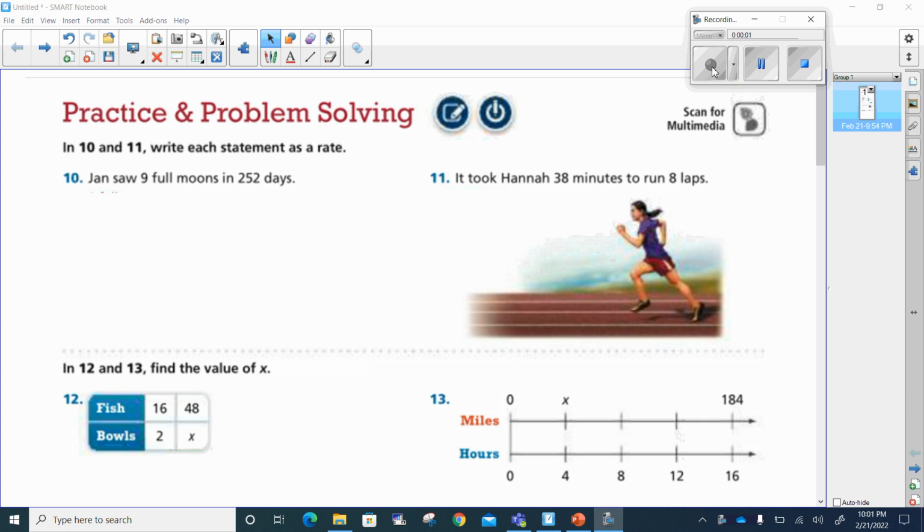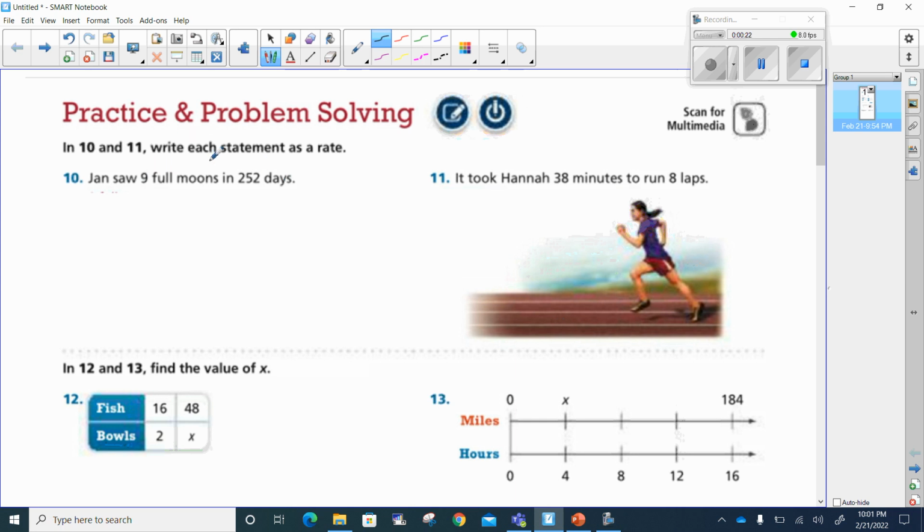It's time to go ahead and get the homework done. I'm going to work on all the even ones today, starting with number 10. Jan saw, it says write each statement as a rate. Jan saw 9 full moons in 252 days.